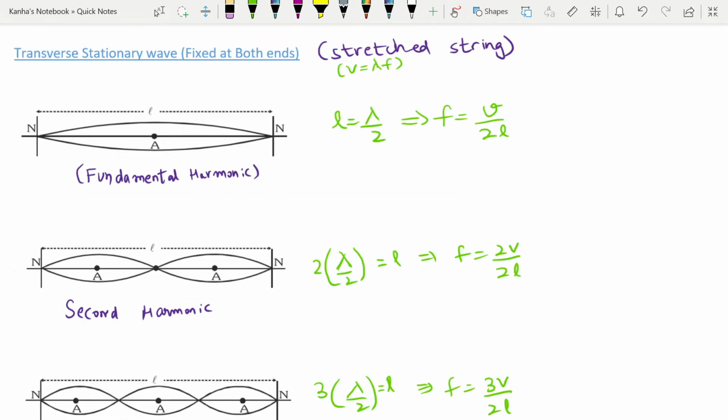So stationary waves are of two types, transverse stationary wave and longitudinal stationary wave. Here we'll talk about the transverse stationary wave first, and I'll give you the example of a stretched string. So there are different harmonics that are involved. We'll talk about all of these. So you have two ends fixed, and you have a string of, let's say, length L between them.